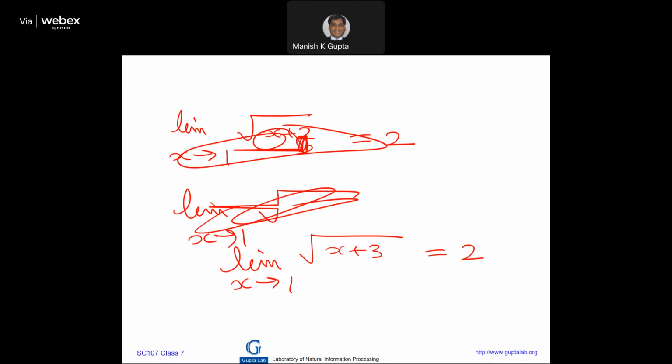So that's another tea time problem for you. The limit x tends to 0, x raised to power x. What is the value?